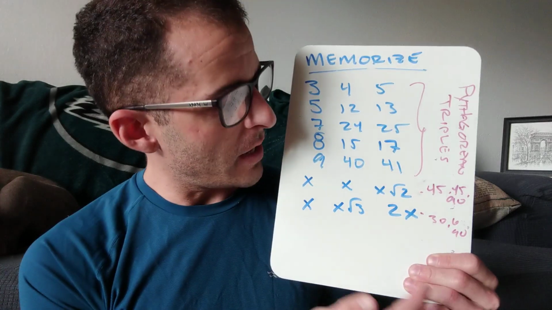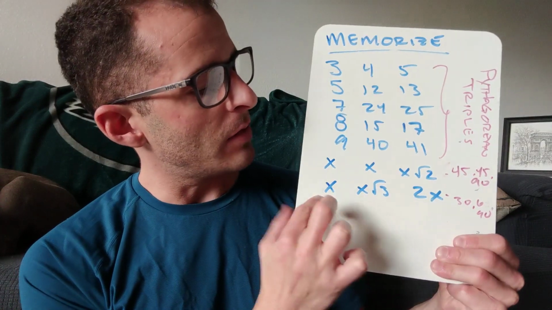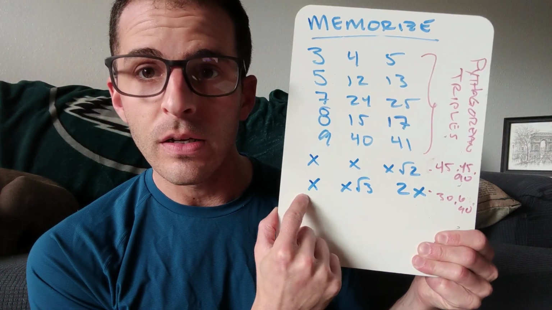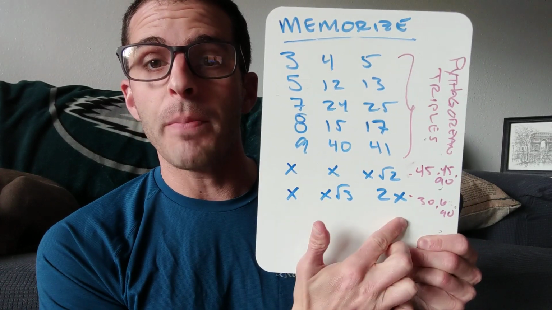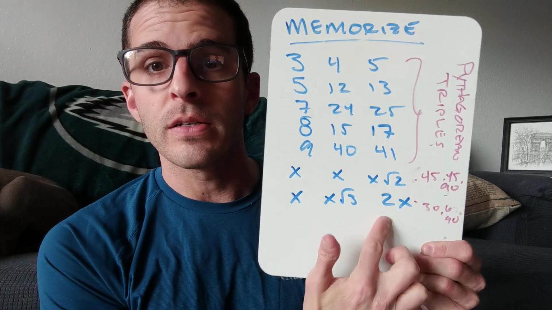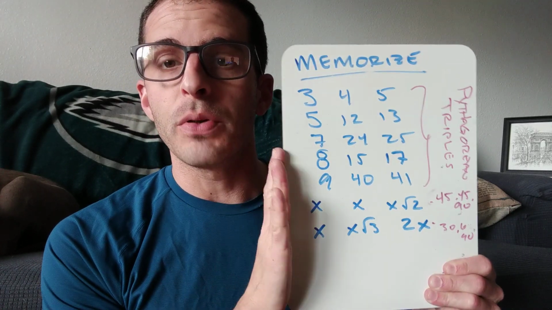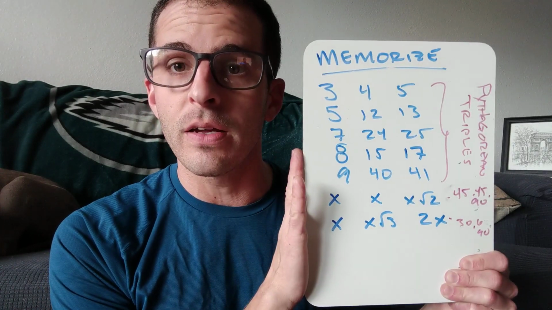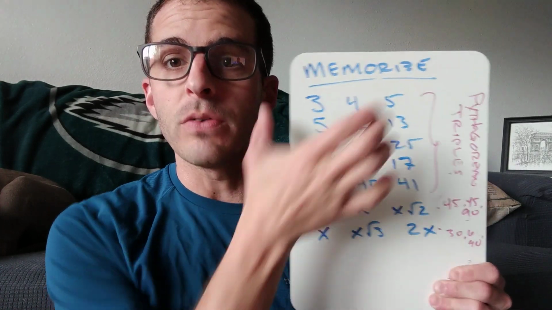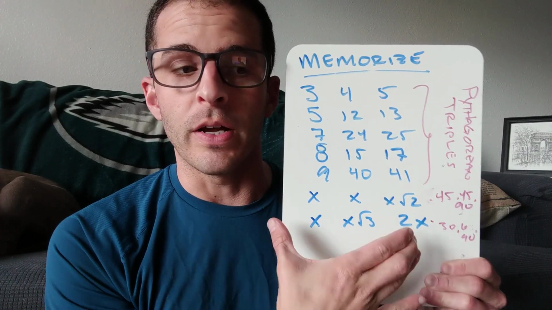And for 30, 60, 90 right triangles, leg, leg, hypotenuse, x, x rad 3, 2x. If this is the shortest leg, the longest leg is x times rad 3, and the hypotenuse is the shortest leg times 2. Okay, copy this down. If it's a complete foreign language right now and it doesn't jog your memory, that's okay. You're going to have practice, but you need to have this down and refer to it over and over and over again.